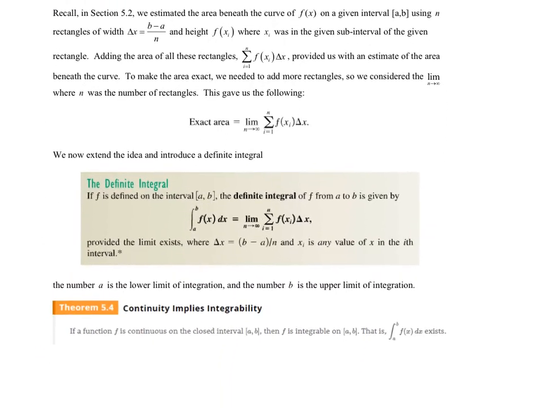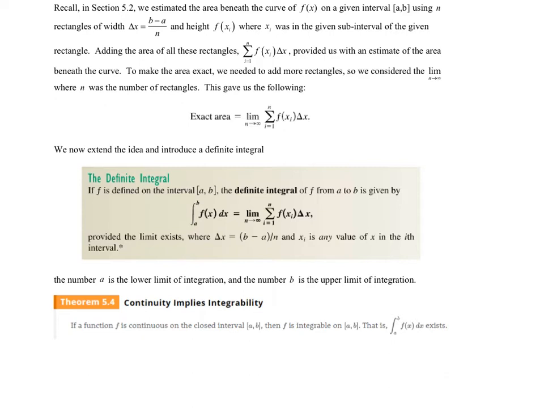So now we extend the idea and introduce the definite integral. What is the definite integral? If f is defined on a closed interval [a, b], the definite integral of f from a to b is given by, well look, it's just another way of writing exactly what we've done. The only difference between an indefinite integral, which is what we saw in 5.1, and section 5.3, which is a definite integral, is that now you have a lower limit and an upper limit.